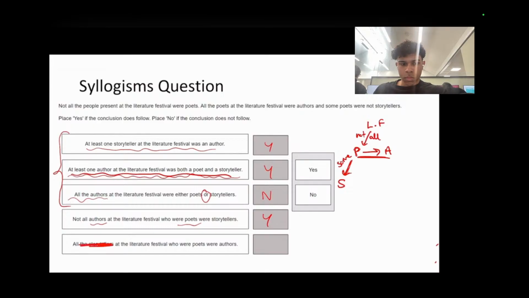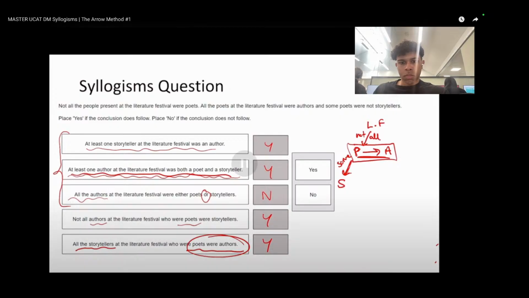So this is a weird question. It's not weird, it's an important point to raise. I could have got rid of this first bit here. I could have changed it to all the novelists, all the dramatists, I don't know, whatever you want to call it, at the Literature Festival who were poets or authors. And the same will still be true because this is the important idea. Who were poets or authors? Remember, what do we know? All poets are authors. So when it says all the storytellers who were poets were authors, this bit technically doesn't matter that much. This is the key idea. Who were poets were authors. That must be true. Okay, so all the storytellers who were poets were authors. That must be true.